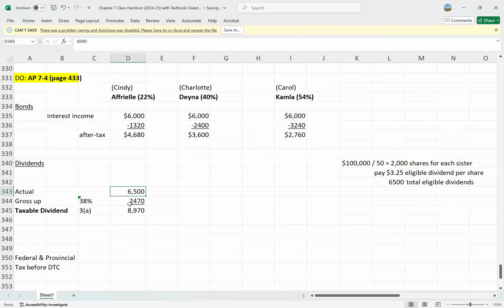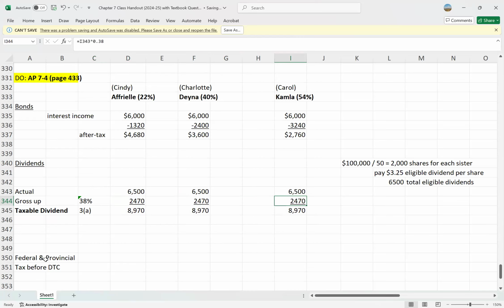Now, this is going to be the same calculation for each of the sisters, because once again, they're all going to get 100,000. They're all going to invest in shares. They will each get 2,000 shares. Each share will pay 325. So each sister will get 6,500 in actual eligible dividends if they invest in the shares.